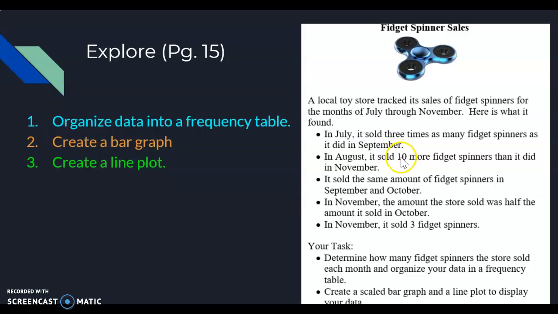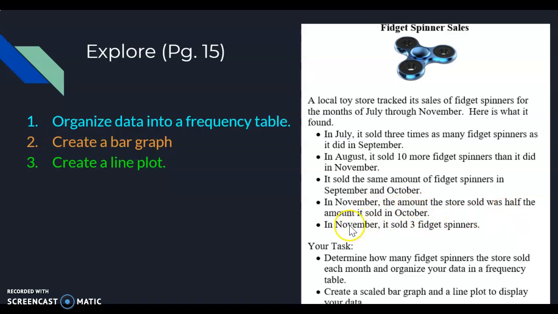Now, when you look at page 15, all of the numbers are not readily available to you. You have to be able to figure out some unknowns here. We're going to go through just some of it really quickly. They're giving you some hints: 3 times as many, 10 more than, same amount, half the amount sold in October.